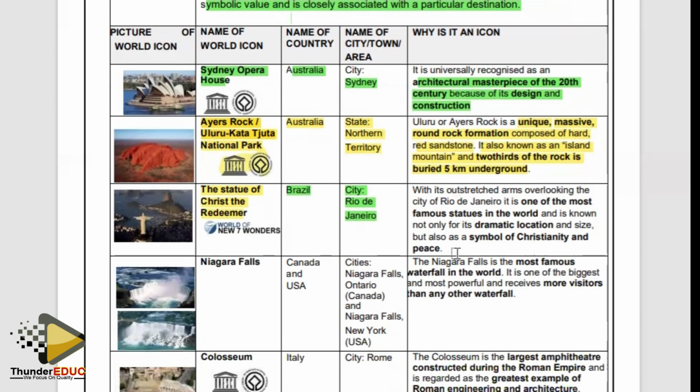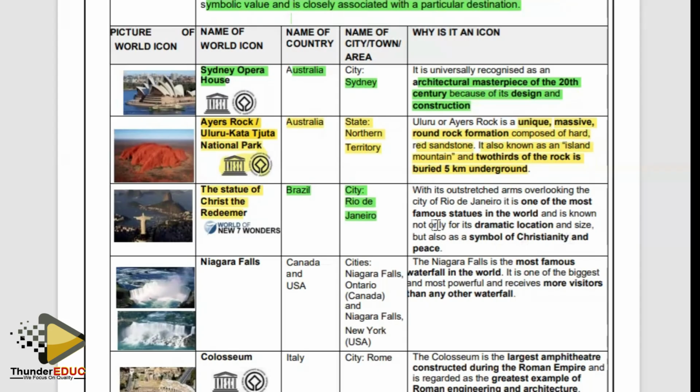Then why is it an icon? With its outstretched arms overlooking the city of Rio de Janeiro, it is one of the most famous statues in the world, and it is known not only for its dramatic location and size, but it is also a symbol of Christianity and peace.